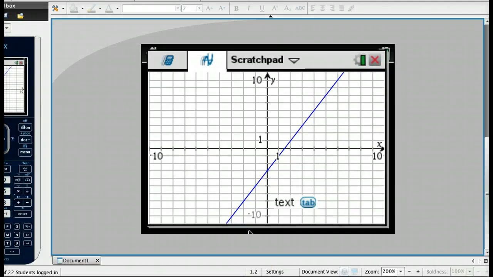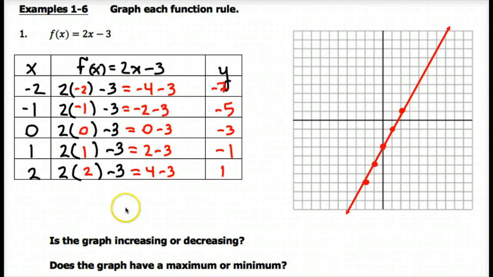And once you've done that, go ahead and click play for me. Okay, for this one right here, you should have gotten these different y values here: -7, -5, -3, -1, and +1. And so when you plot each of these coordinates on your coordinate plane, you should get these 5 points. Connect the dots, and you should get a straight line.